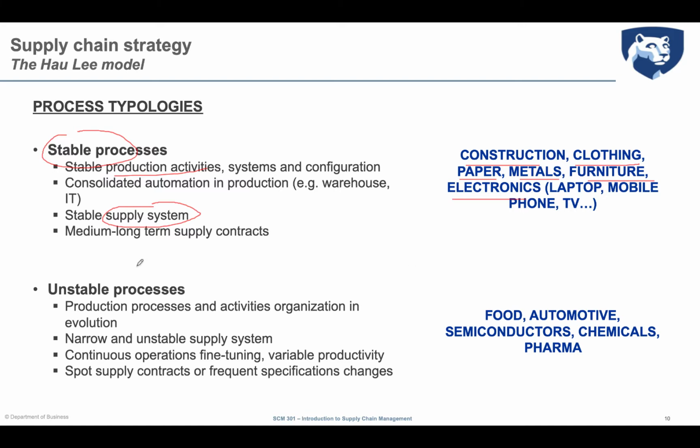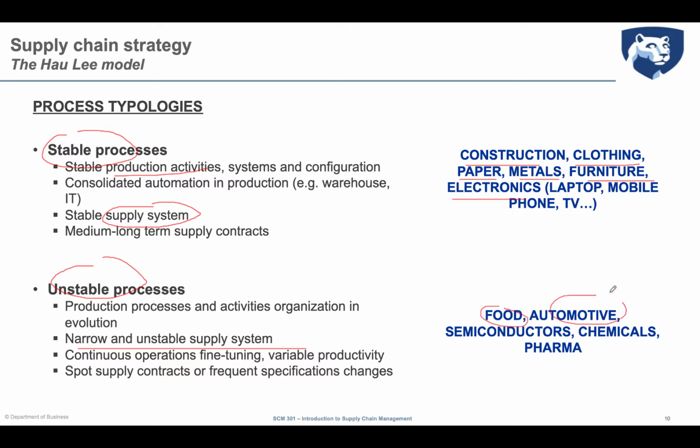On the contrary, whenever we have contexts where production process and activity organization are continuously evolving, there is a narrow and unstable supply chain, which means that we change very frequently our sourcing strategy. So first it was multiple sourcing, then single sourcing, then I have something that I was buying before, then I'm making it, then I'm buying again, and so on. So whenever we change a lot this type of decision and we change the characteristics of the supply system, we are talking about unstable processes.